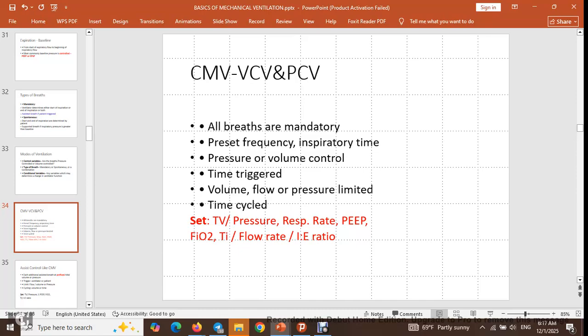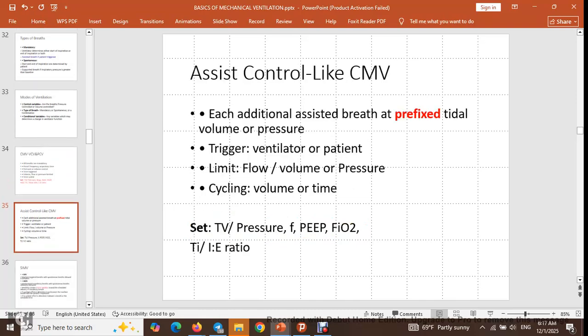The other thing is cycling. It can be time cycling or pressure cycling or flow cycling. Other set parameters are FiO2, I:E ratio, respiratory rate, PEEP, and the like. These things are common for all. Each additional assisted breath is given at a prefixed tidal volume or pressure. So in assist control there is a prefixed tidal volume or pressure, but the trigger can be the ventilator or the patient. When the patient can't, the ventilator will give you a breath based on the set respiratory rate.